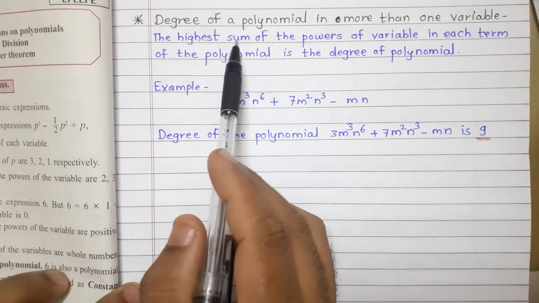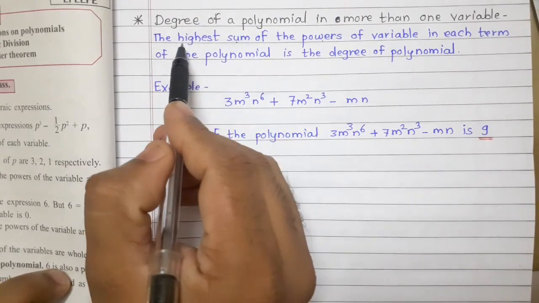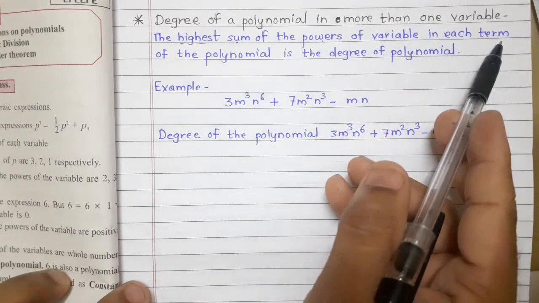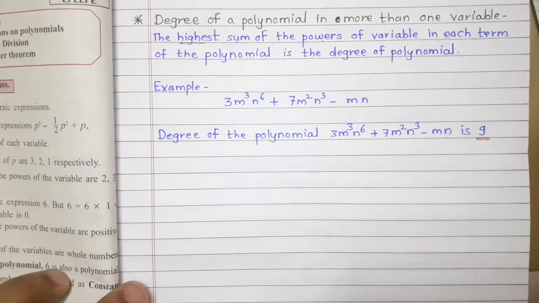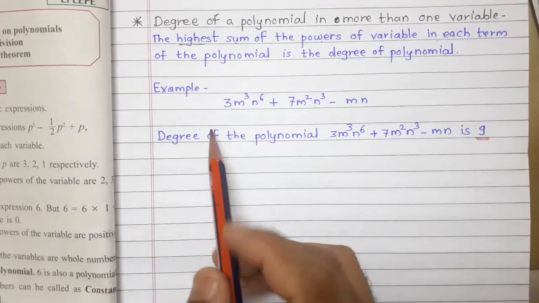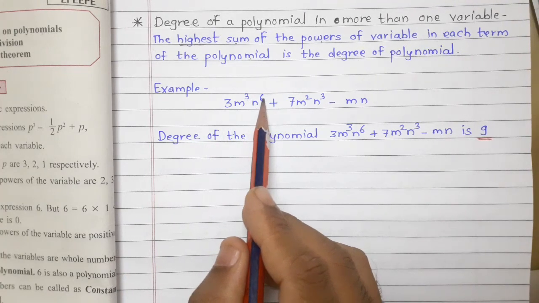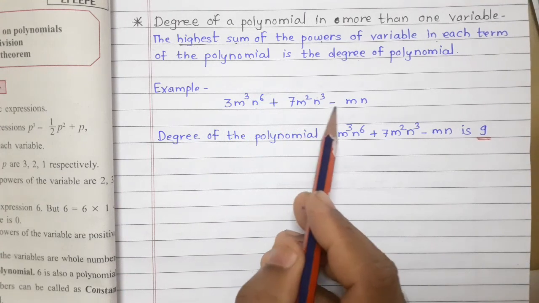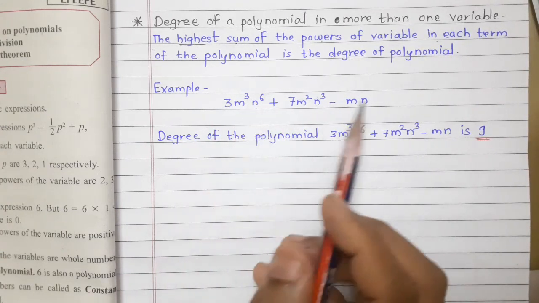So the highest sum of the powers of the variables in each term of the polynomial is the degree of the polynomial. Example: 3m cube n raised to the power 6 plus 7m square n cube minus mn. So this is a polynomial in two variables.